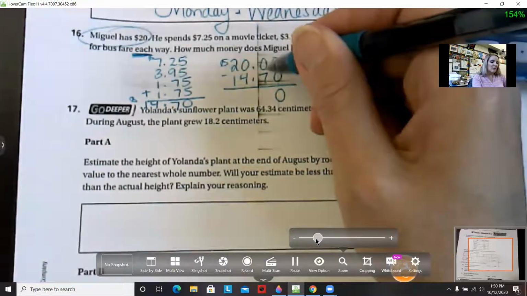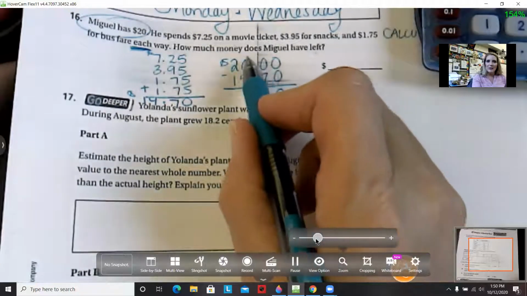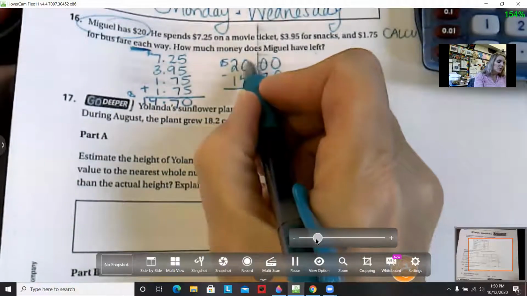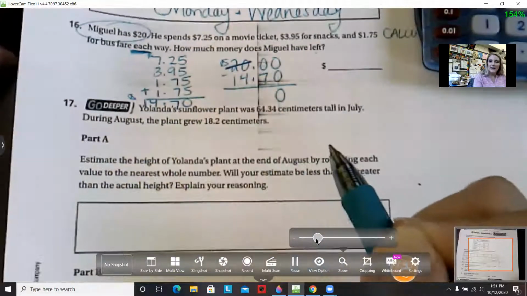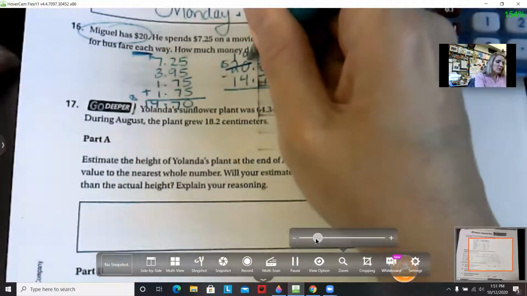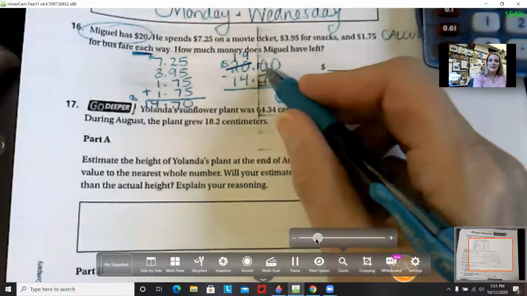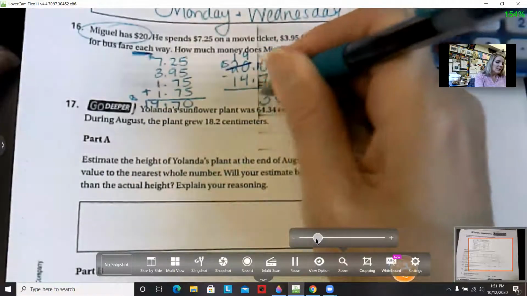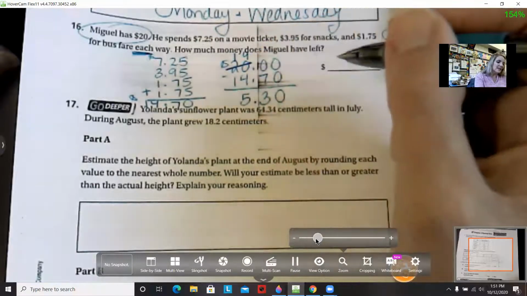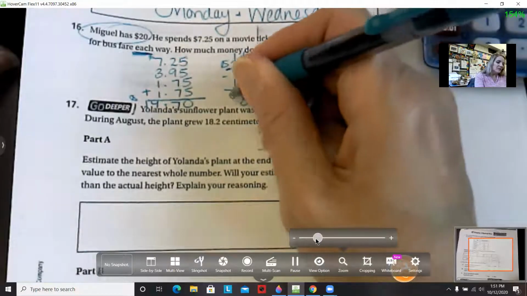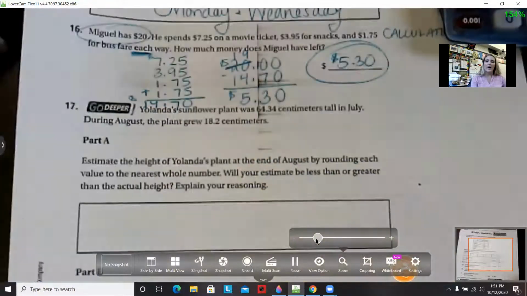I can't take 0 minus 7. So don't you dare cross off that 0. You're not borrowing from it. You have to go next door. Hey, 0, can I borrow from you? No, I have nothing to give. Hey, 20, can I borrow from you? Sure, take 1 away from 20, make it 19. Put your 10 here, put your 1 there, so it makes 10 minus 7. We have 3. And 19 minus 14, or 9 minus 4 in this case, is 5. So $5.30 Miguel will have left.